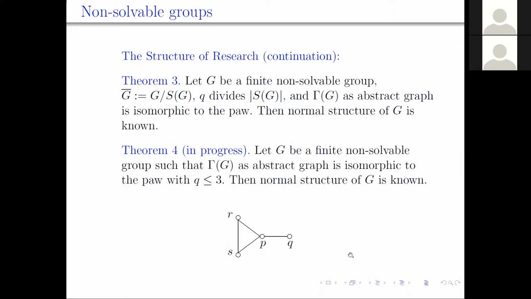And the last result, which now is in progress. Let G be a finite non-solvable group such that Gamma of G as an abstract graph is isomorphic to the PO with a vertex of order less than or equal to 3. Then the normal structure of G is known.